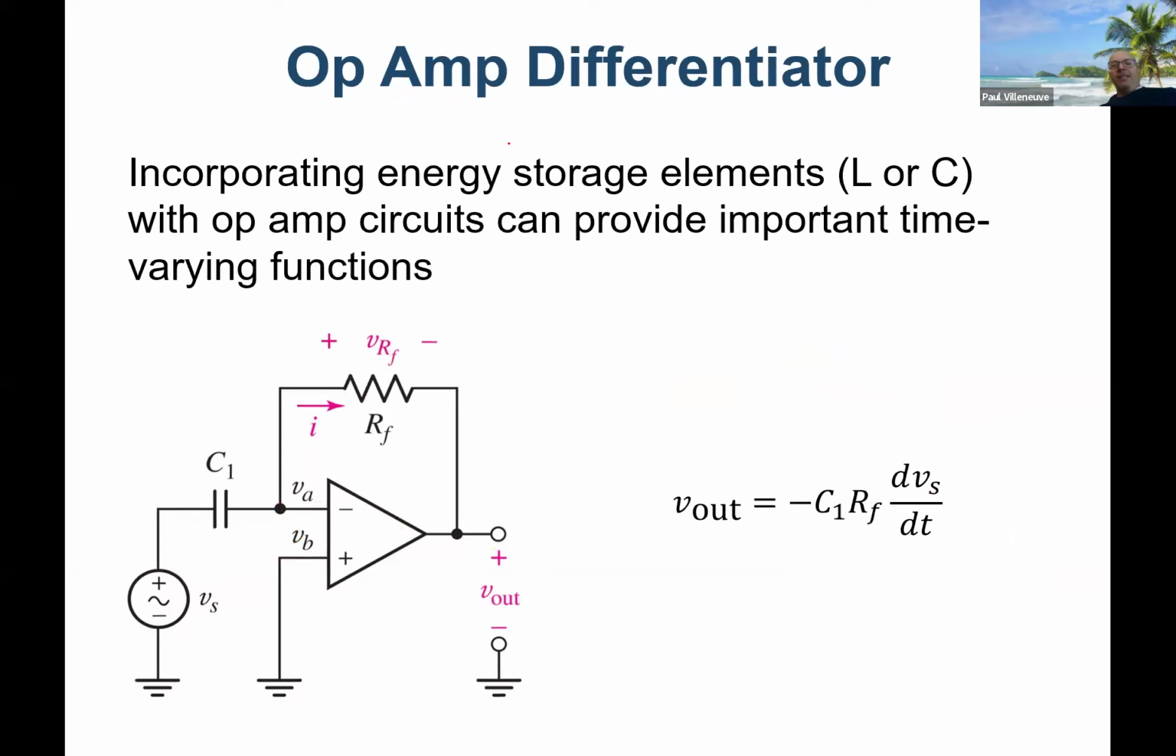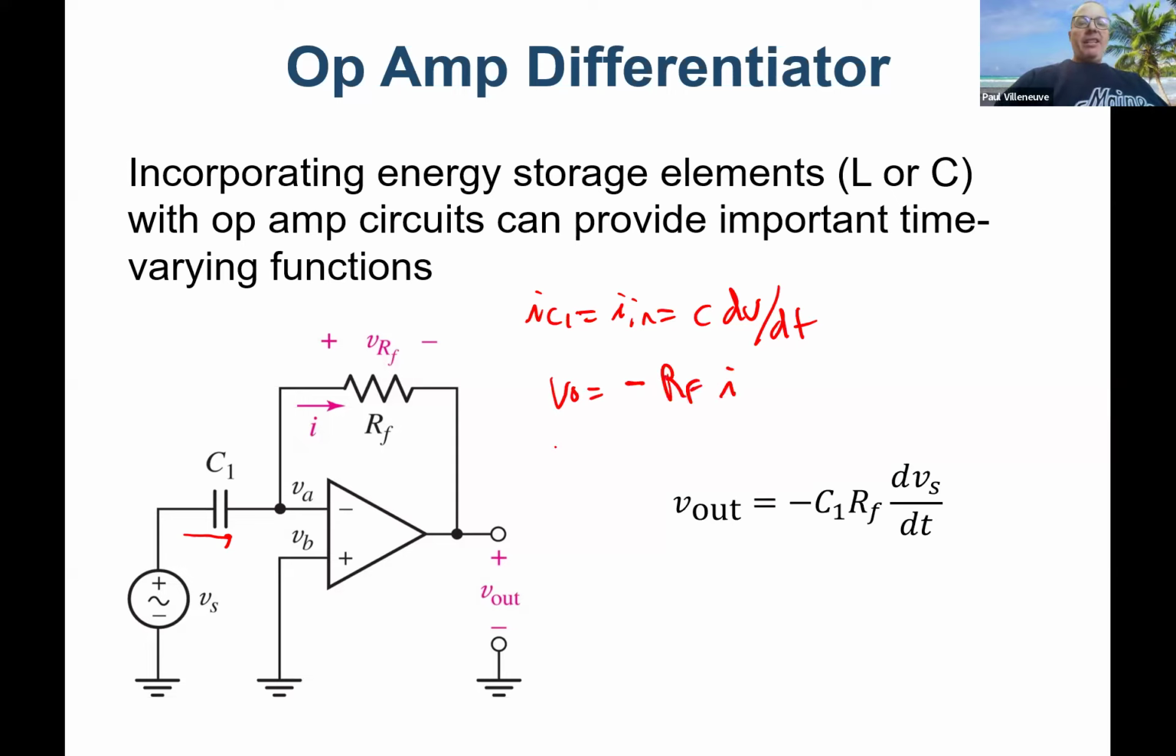A differentiator is going to be very similar. The difference is that now the current through here, IC1 or IN, is equal to C dV/dt. And my output voltage, V out, is equal to negative RF times I. So my output voltage is negative RF times C dV/dt. So this differentiates the input.